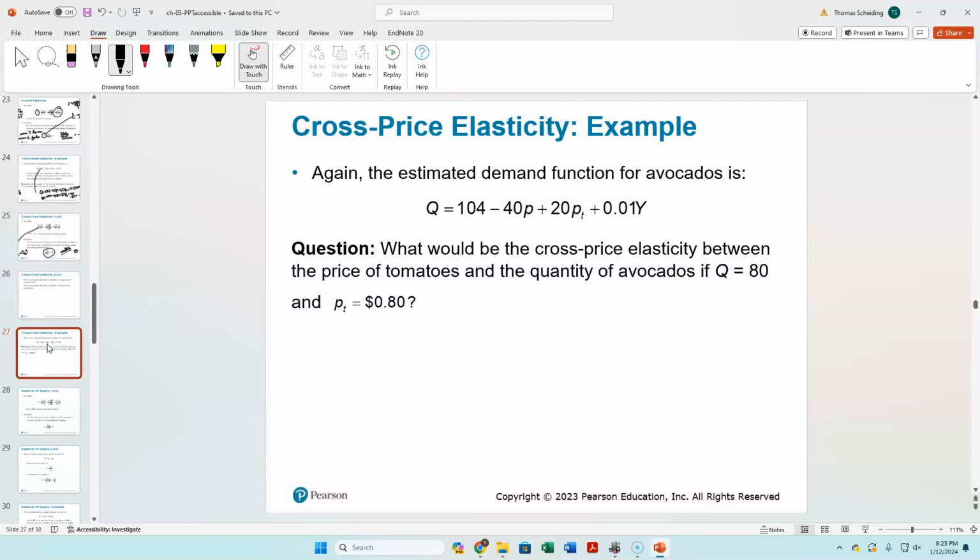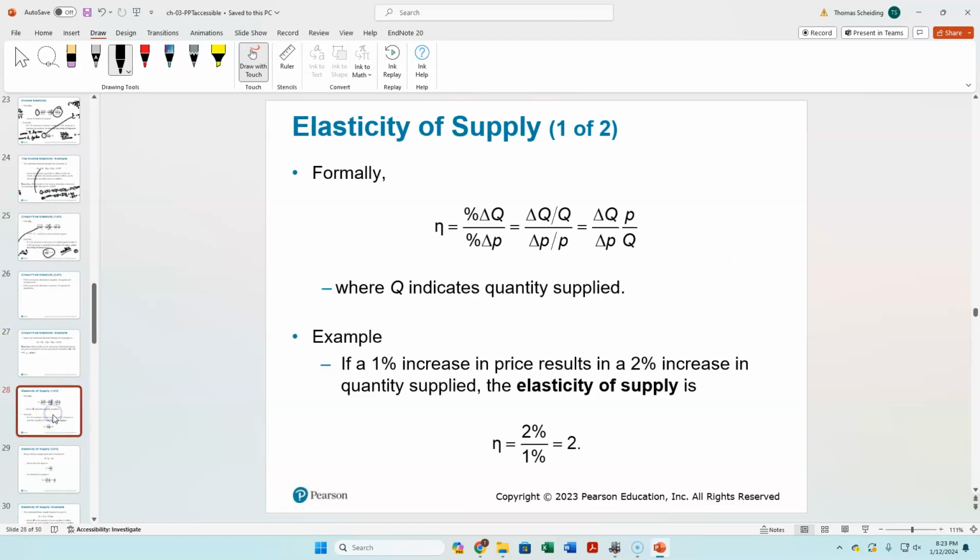Let's go back to our avocados. Okay, so now we would have the situation where you could solve the cross-price elasticity. If we had a little bit more information, we could solve for that, by substituting in our quantity of 80, our P subscript T of 80 cents, and we could solve for this alternatively with a little bit more information.